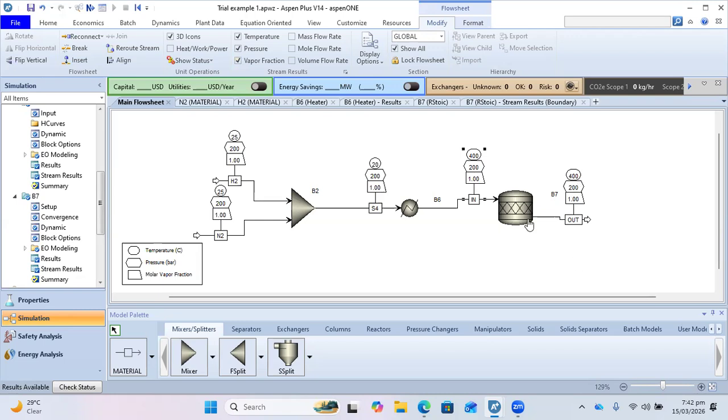If we want to separate it, we may have to cool it, or we will have to cool it down so that the ammonia can become liquid. Then we can separate the vapors from the liquid.